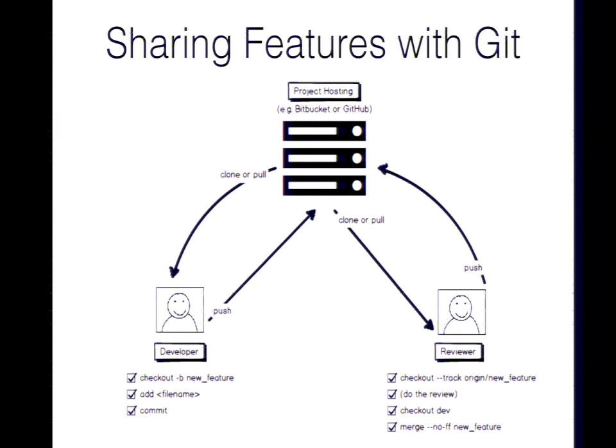So I'm going to check out a new branch. I'm going to add the files to it. And then I'm going to commit and finally push it back up again. On the review side, it's a little bit more complicated in that I've got the checkout of the existing branch now. I'm going to do the review, I'm going to check out dev. We'll get into more of this at the very end, and then finally merge that new feature in. But with a simple diagram, you can start to map those commands on.